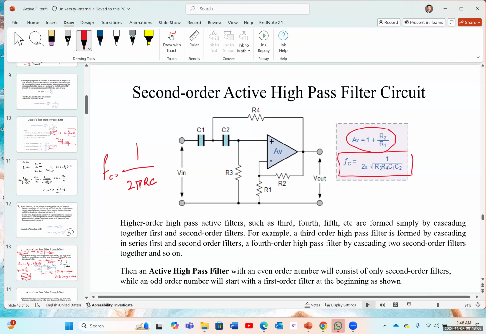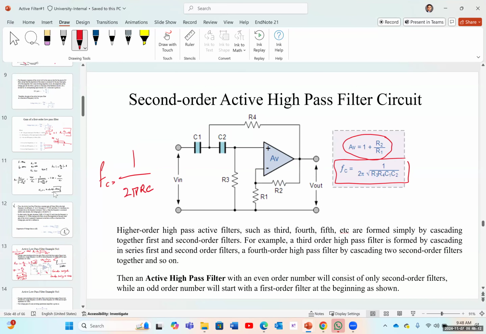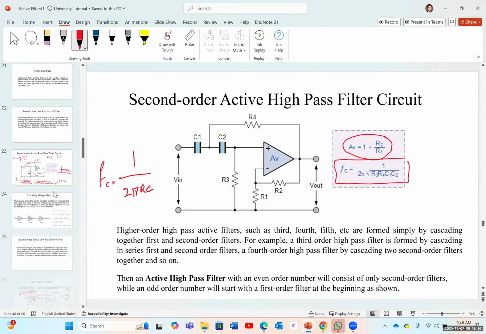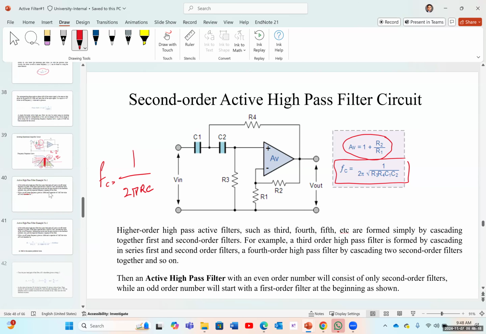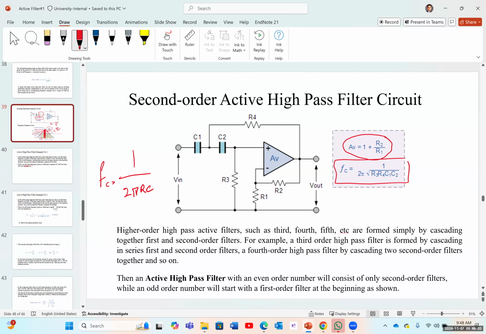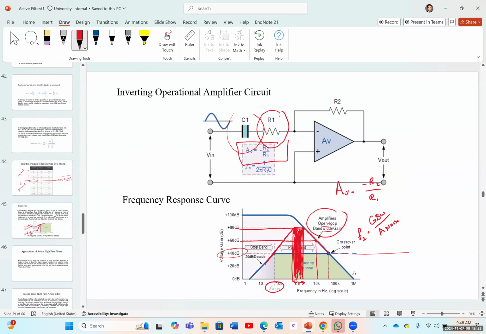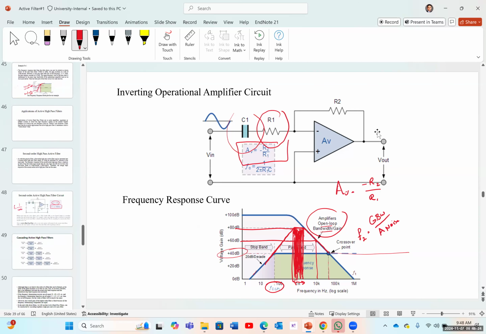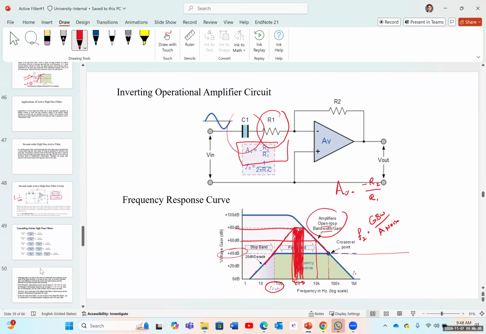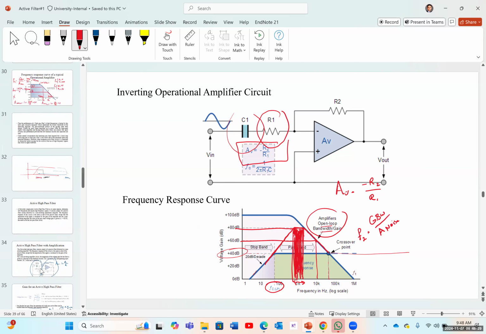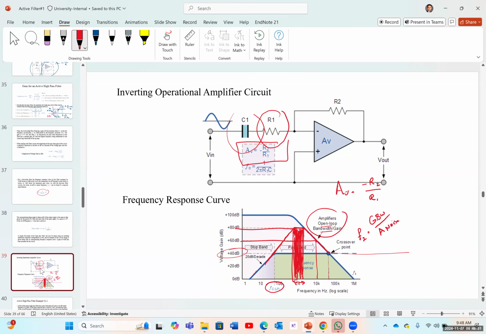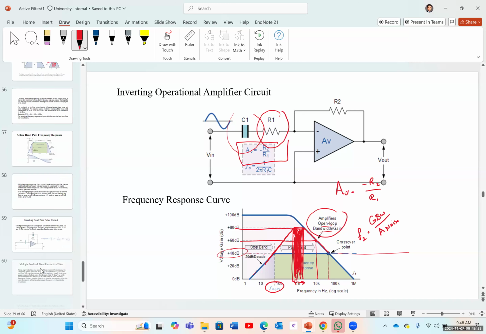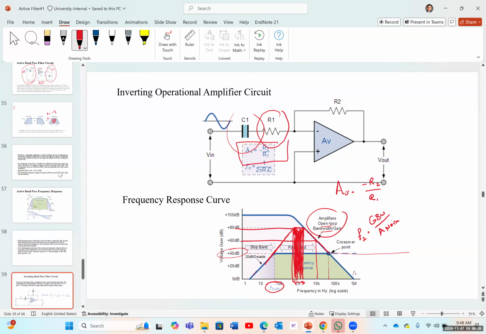So in the previous class, we finished the low pass filter, high pass filter, higher order low pass and high pass filter. We went through band pass filter as well, a little bit, explained about that. Today, we want to continue the band pass filter, and hopefully we can finish band pass filter and the characteristics of a band pass filter.